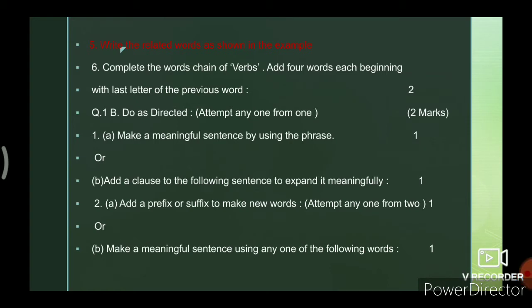Fifth, write the related words as shown in the examples. Question number 1a. 6. Complete the words chain of verbs. Add your 4 words each beginning with last letter of the previous words. It has 2 marks. Question number 1b. Do as directed. There are 2 questions A, B. Question number 2 A, B, and you must solve any A or B.